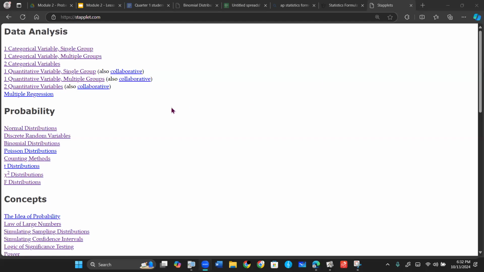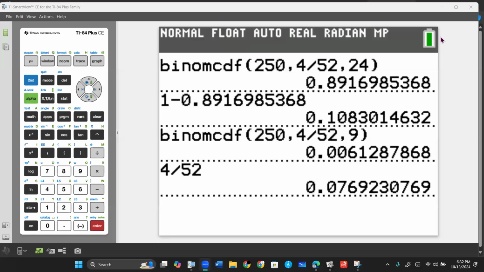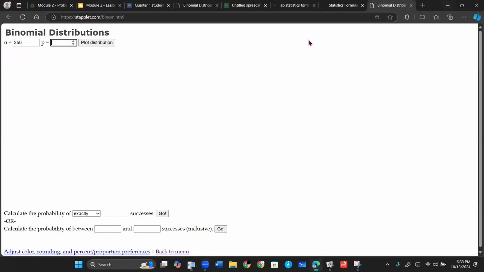So you're going to go to stapplet.com, and under probability, you'll see binomial distributions. Click on that. Now, what you're going to do is put the fixed number of trials, 250 in this case. Now, the only downside is you cannot do 4 divided by 52 here. So you have to get the decimal for that. So 4 divided by 52 is 0.076923, blah, blah, blah. So I'll put 0.07692. That's probably good enough.